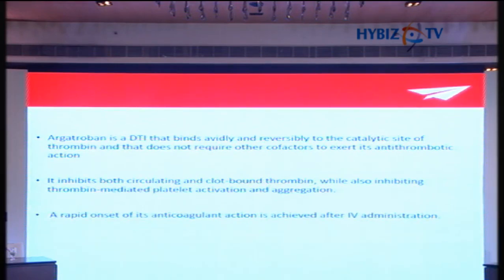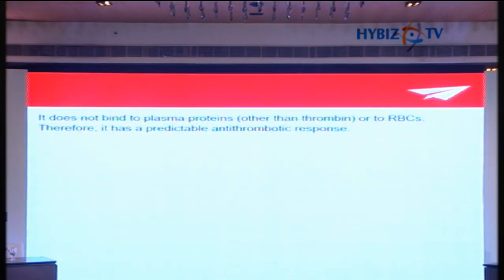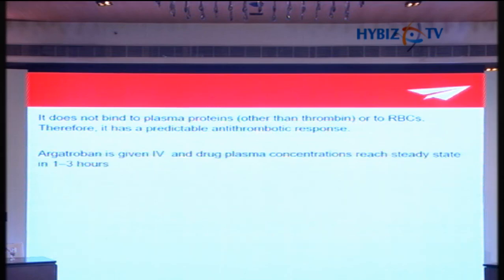A rapid onset of anticoagulation is achieved after IV administration. The short elimination half-life of argatroban ensures rapid restoration of hemostasis upon cessation of treatment. It does not bind to plasma proteins or to RBCs, so therefore it has a predictable antithrombotic response.